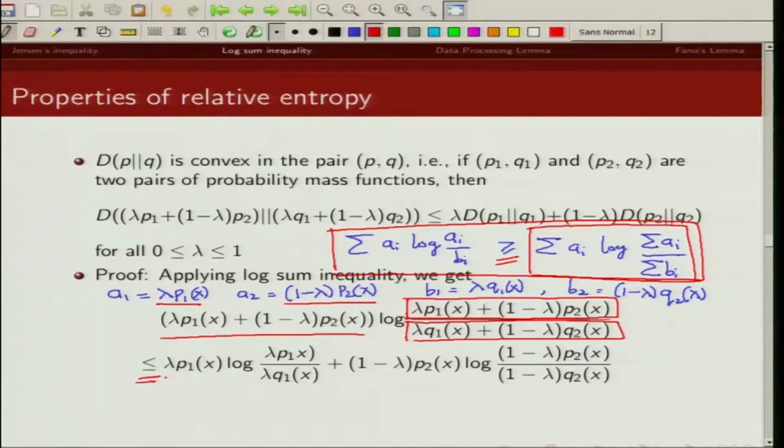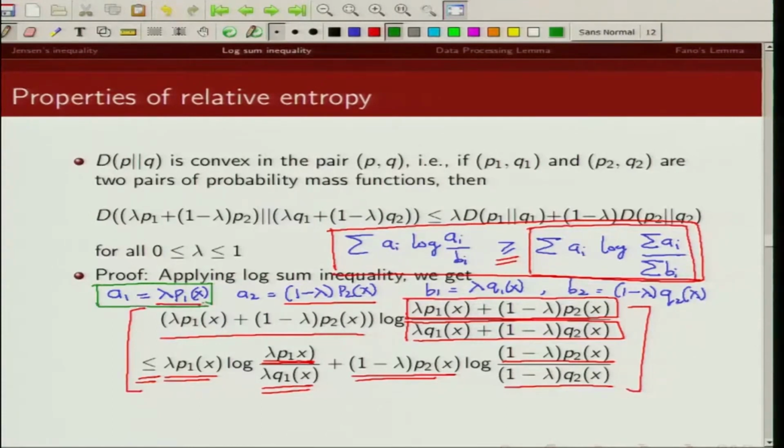So, what is a1? This is my a1, this is my b1, this is my a2 and this is my b2. So, this result which I have written so far is just a direct application of the log sum inequality, where I chose a1 to be given by this, a2 to be given by this, b1 to be given by this and b2 to be given by this. So if I do this using the log sum inequality, I get this result.